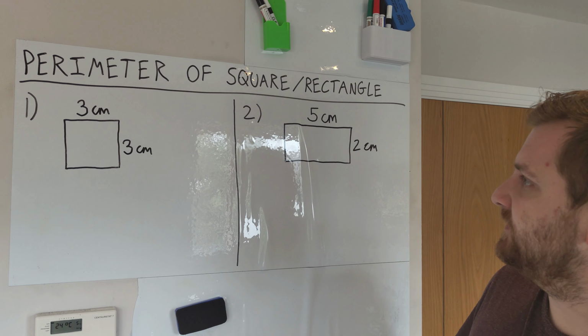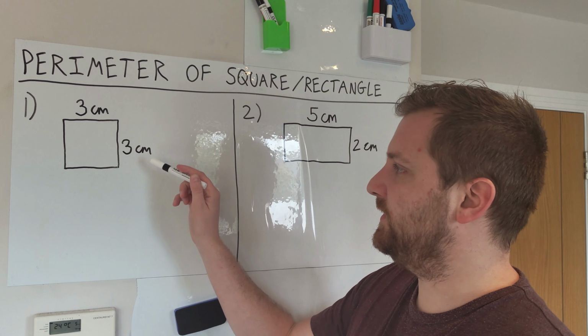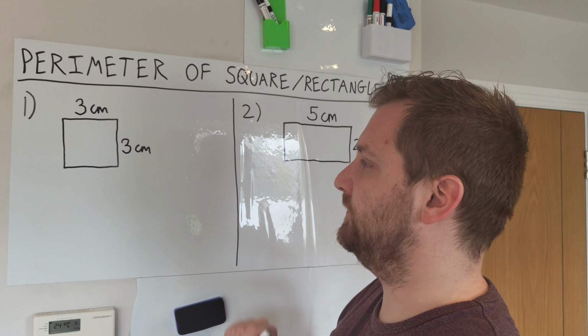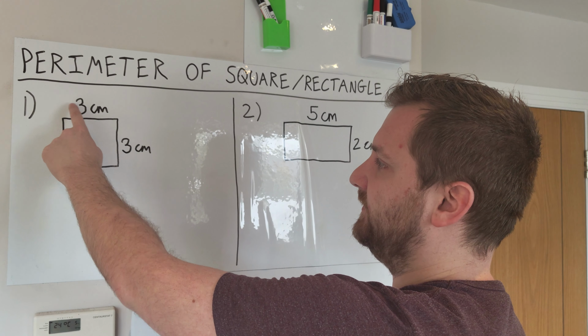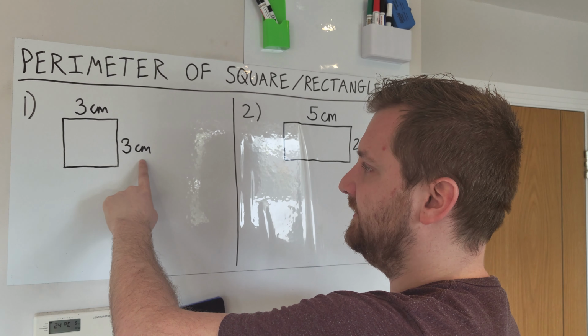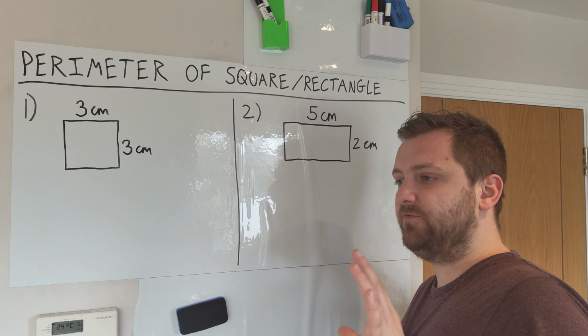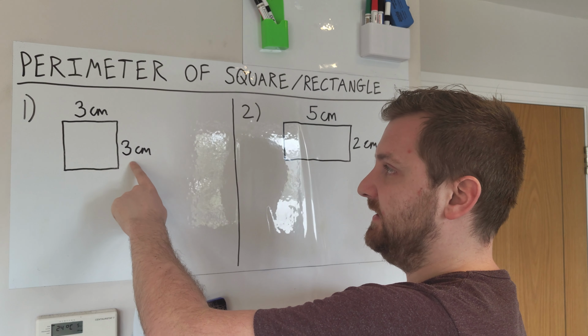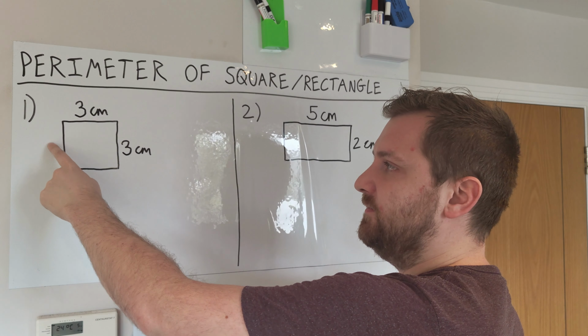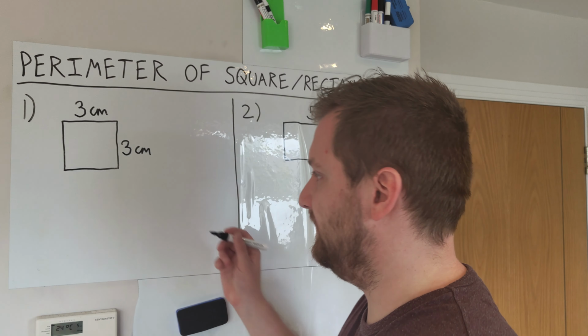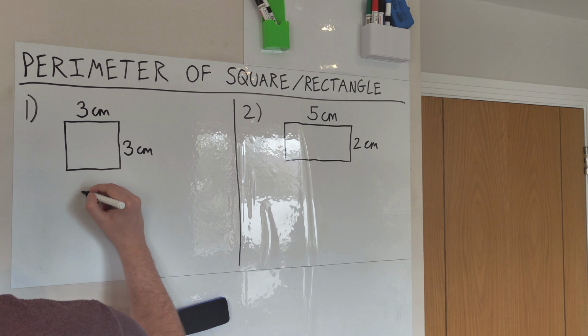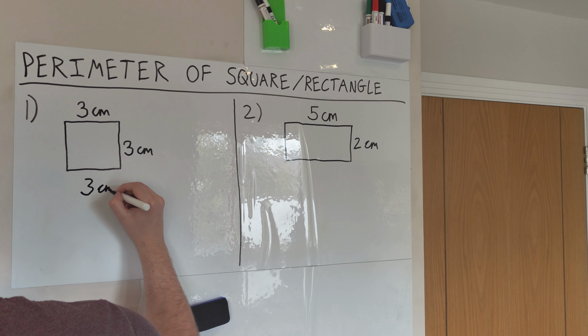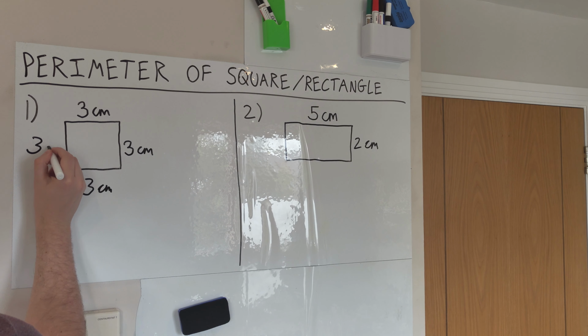So starting with the perimeter of a square. We're given two side lengths of the square, 3 centimeters and 3 centimeters. If you didn't know, every side length of a square is the same length. So even if you get given one side length, they're all going to be the same length. So we can label them here: 3 centimeters and 3 centimeters.